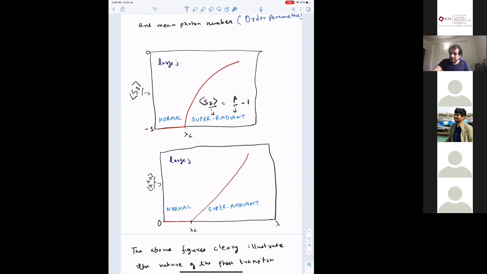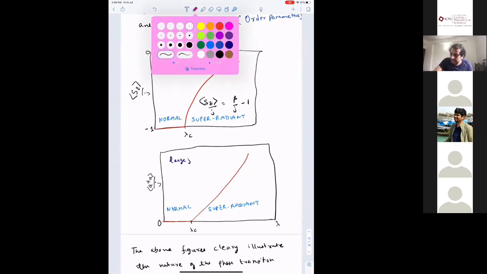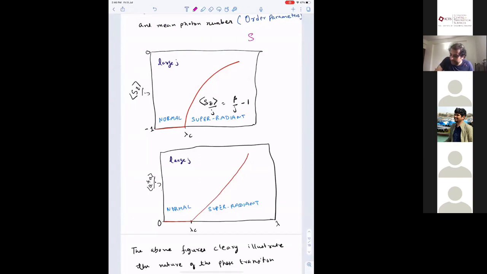See, the nature of the coupling is a bit strange, right? The nature of the coupling is SX coupled to A plus A dagger. So basically, you can have situations where this SX can be written as S plus plus S minus, times A plus A dagger. So you could have situations where both the spin and the photons can get excited. So this is a very strange interaction term.